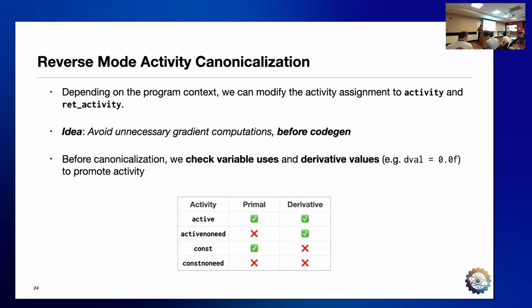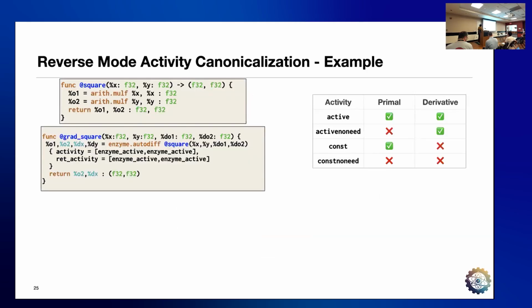The idea here is you can use other compiler information like use definfo to optimize this activity before even generating the code. To work you through an example, you have this function square. It computes the square of its arguments and returns it. You have the derivative for that here. But it turns out you're only using like 2 of those outputs. You're not using all of those outputs.